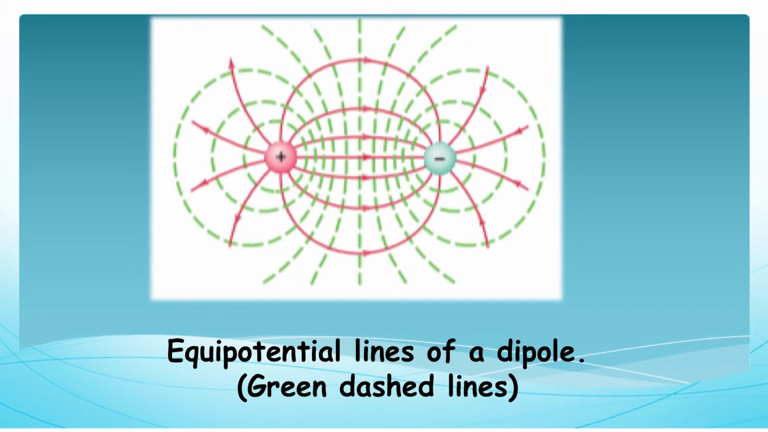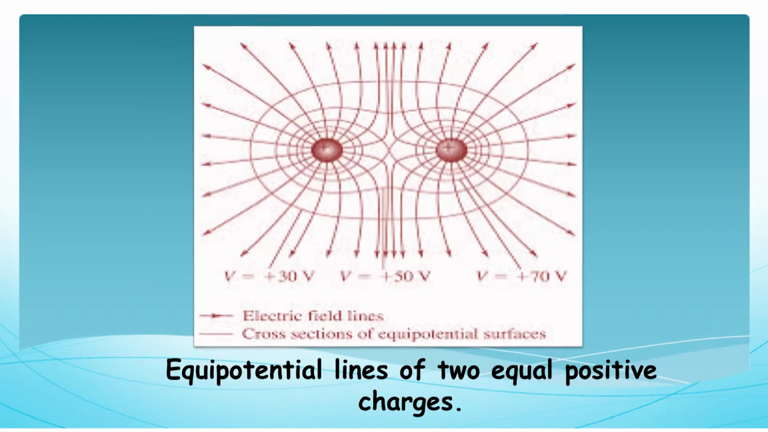Next is for dipoles, what I discussed, with green dashed lines also. Green dashed lines represent equipotential lines and the red lines are electric field lines. And here are the equipotential lines of two equal positive charges. You can see here clearly these are the shapes of equipotentials.